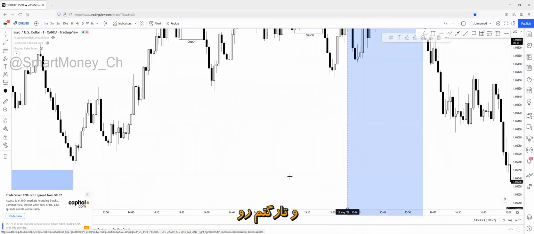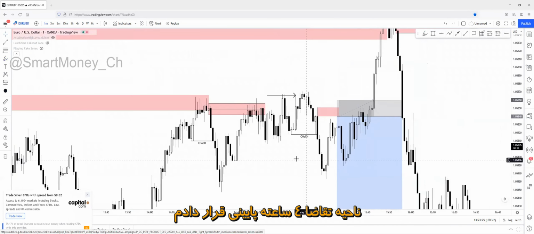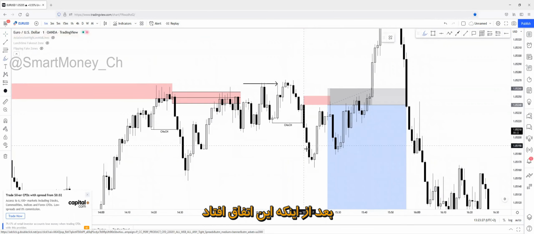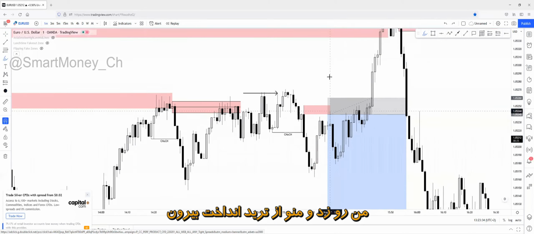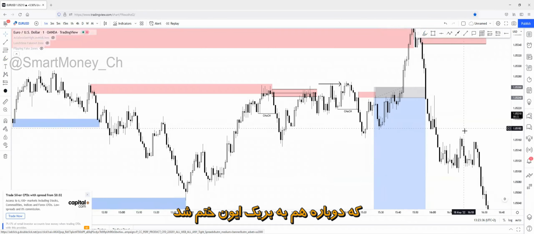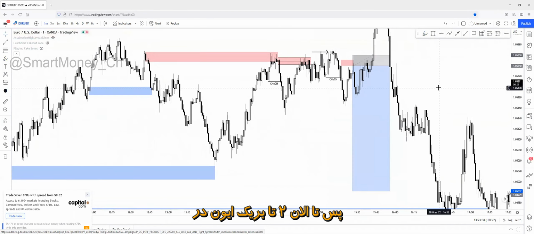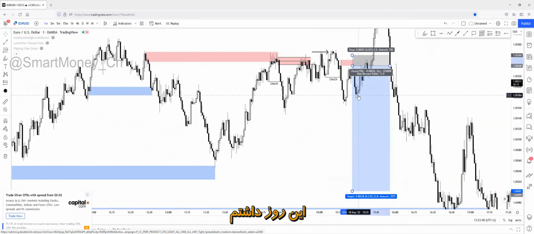I was targeting the 4-hour demand zone down there. And after this movement has happened, price has just reacted strongly on this demand zone and swept me out from the trade with break even. Okay, that was my second trade opportunity, which has been break even again. So 2 break evens so far on this day.